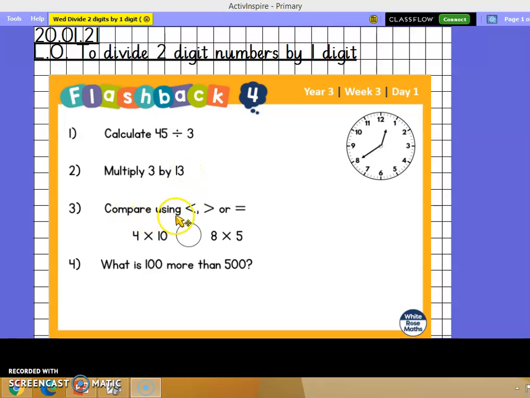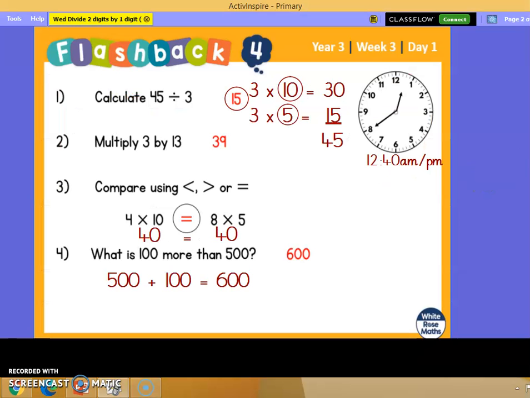Number 3, compare using our symbols what 4 times 10, work it out, and 8 times 5, work it out, which symbol goes between. Number 4, what is 100 more than 500? Don't forget to try your time question. Pause, and when you're ready, come back. Mark your answers, and I've shown with some methods how you can check if you did it correctly.